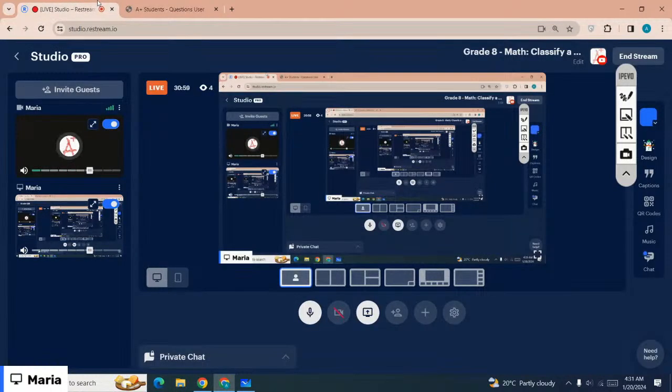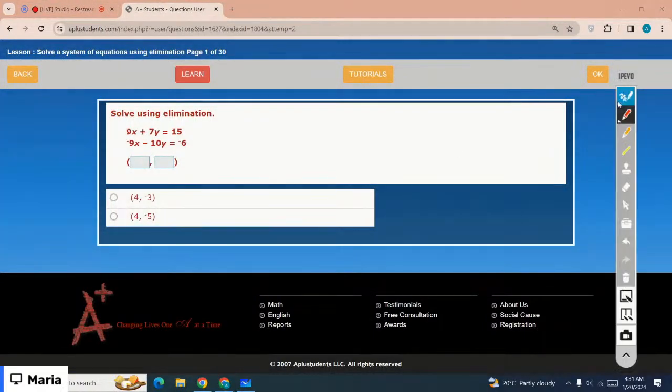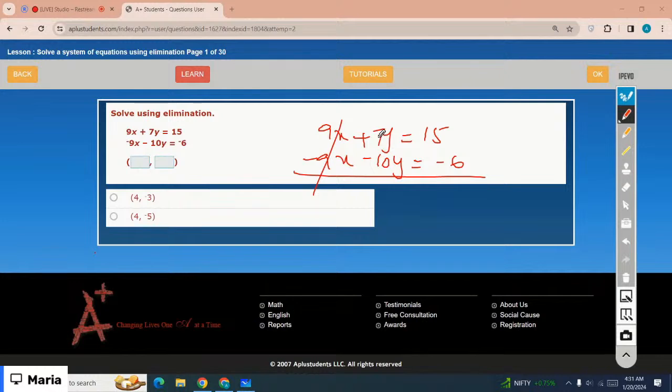Just look at the equations: 9x plus 7y equals 15, and the other equation is negative 9x minus 10y equals negative 6, right? First, you have to add both the equations, right? When you add the equations, you can see the variable x has the same coefficient, 9 and negative 9. 9 minus 9 is 0, right? 7 minus 10 is negative 3y, and 15 minus 6 is 9, right? You just added both the equations, nothing else.